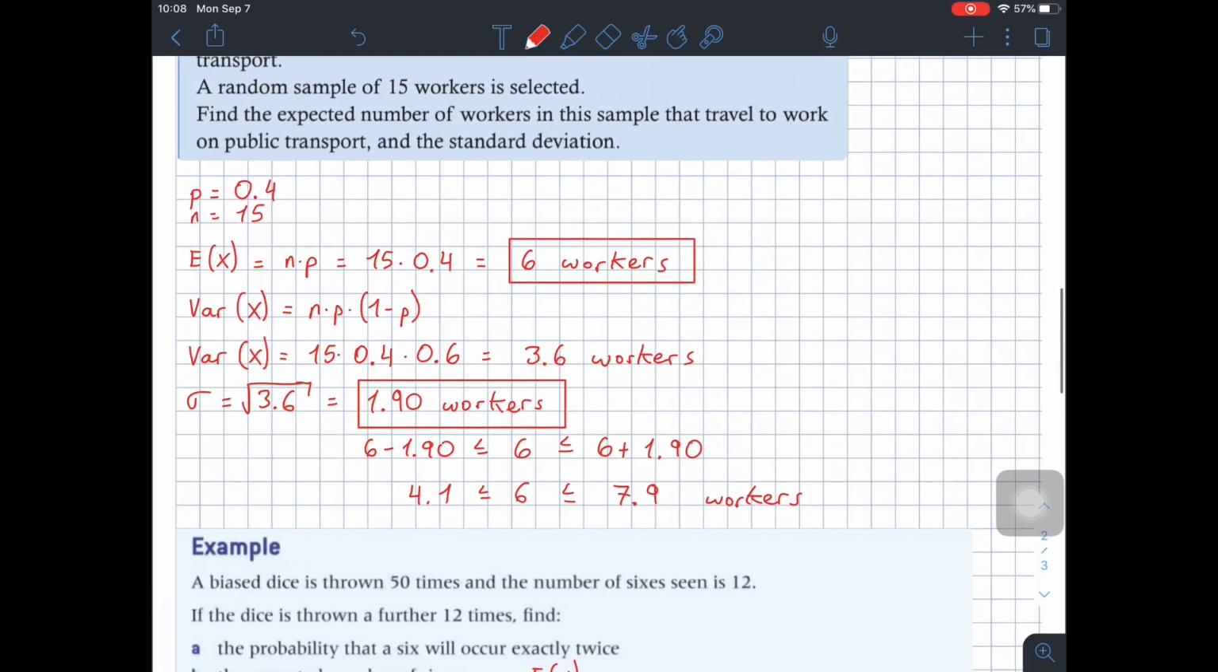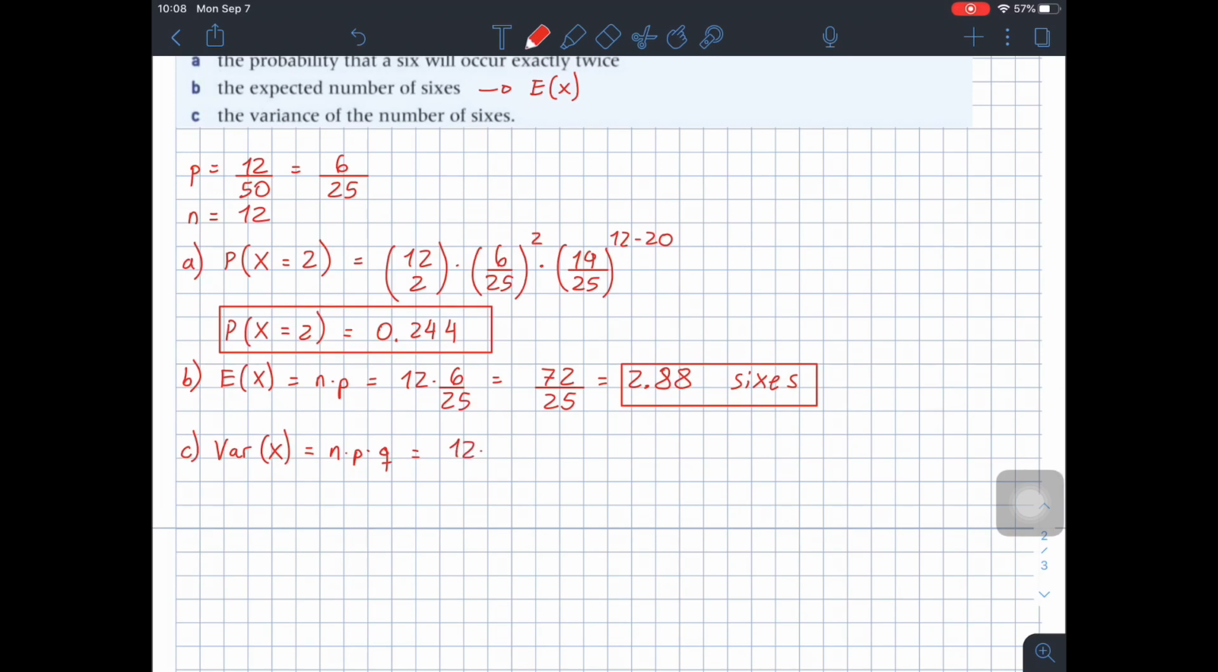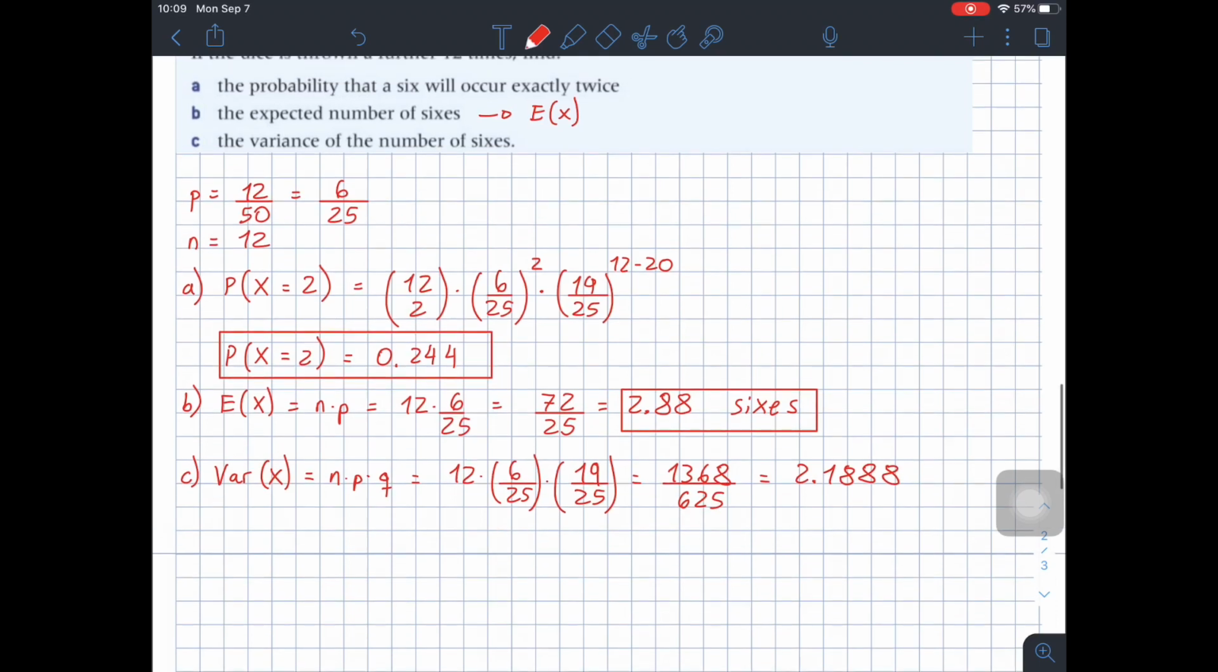So we just apply the formula, variance of this variable. The variance is found by doing n times p times q, right? So this is n times p times q, and this is equal to 12 times probability of success, which is 6 over 25, times q, which is 19 over 25. If we multiply all of this, we're going to get the variance. This is 12 times 6 over 25 times 19 over 25, and this gives us a result of 1368 over 625, which is equal to 2.1888. That's the exact number.